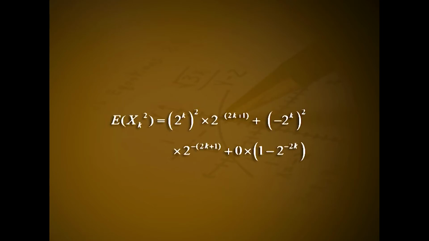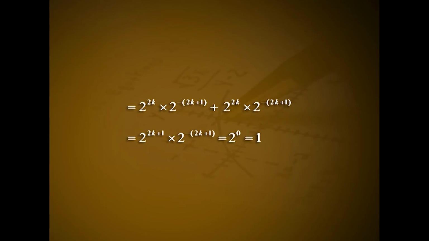Expectation of xk square, that is 2 raised to k the whole square into 2 raised to minus of 2k plus 1 plus minus 2 raised to k the whole square into 2 raised to minus of 2k plus 1 plus 0 into 1 minus 2 raised to minus 2k, that is equal to 2 raised to 2k into 2 raised to minus of 2k plus 1 plus 2 raised to 2k into 2 raised to minus of 2k plus 1, that is equal to 2 raised to 2k plus 1 into 2 raised to minus of 2k plus 1, that is 2 raised to 0, that is equal to 1.